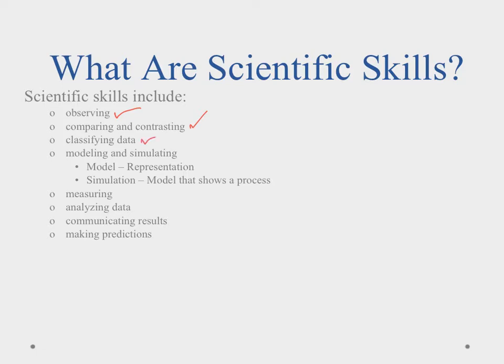They use models and simulations. Models generally are representations of things that are really big or really small, and a simulation is more of a model that shows a process. Scientists also measure, they analyze data, and ultimately they have to communicate their results so the world would know what they're studying. And finally, through science, they're able to make predictions. The lessons will go through these in a little more detail, but I wanted to go over them with you real quickly.